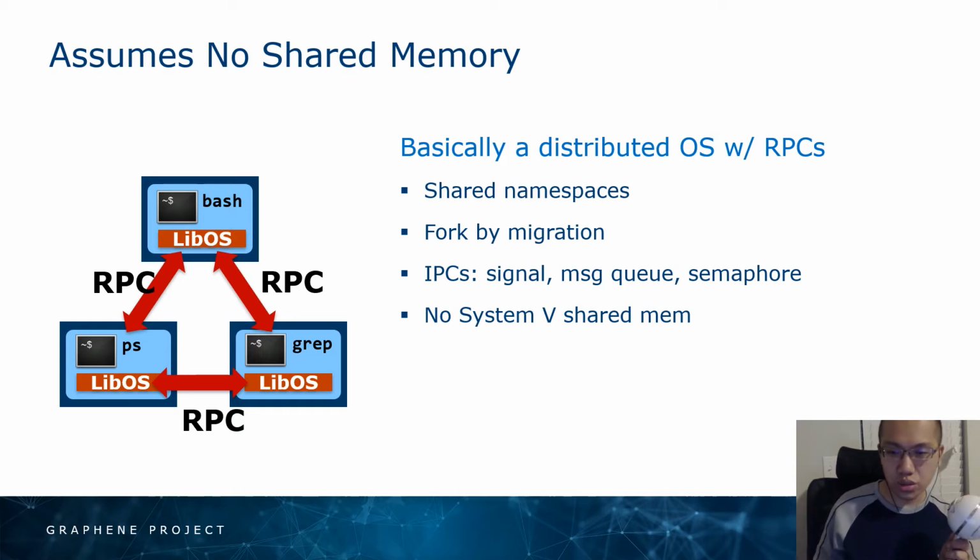We can use these remote procedure calls for sharing a number of things, including the states of the namespaces, such as process IDs. Or if you are forking a new process, you can migrate the current states of the operating system and applications through these remote procedure calls to other processes. We also support a number of inter-process communication mechanisms, including signaling, message queue, and semaphore. The only IPC mechanism we are not supporting so far is System V shared memory.